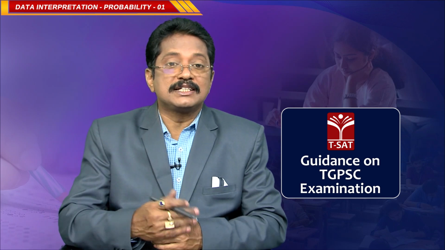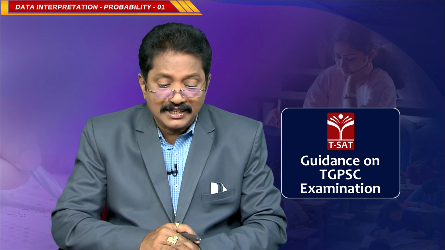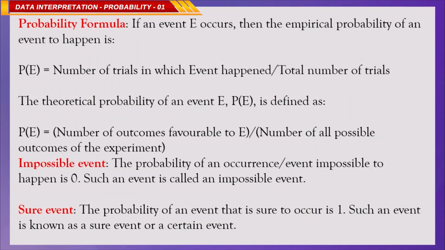Now, we will see the probability formula. If an event E occurs, then the empirical probability of the event is the number of trials in which the event happened divided by the total number of trials, and the theoretical probability of an event P of E is defined as the number of outcomes favorable divided by the number of all possible outcomes.